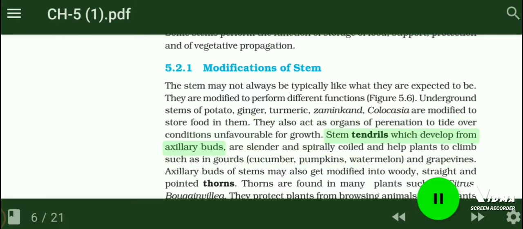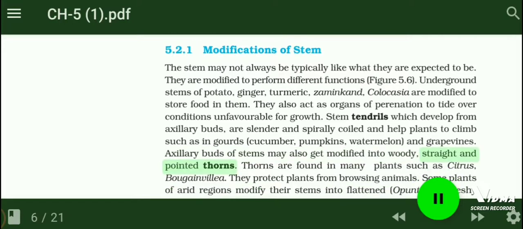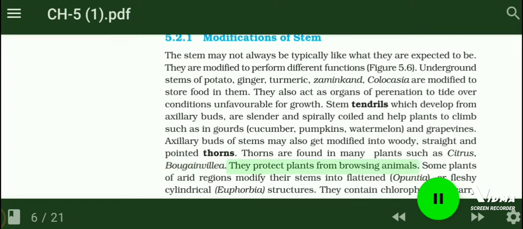Stem tendrils, which develop from axillary buds, are slender and spirally coiled and help plants to climb, such as in gourds, cucumber, pumpkins, watermelon, and grapevines. Axillary buds of stems may also get modified into woody, straight and pointed thorns. Thorns are found in many plants such as citrus, bougainvillea. They protect plants from browsing animals.